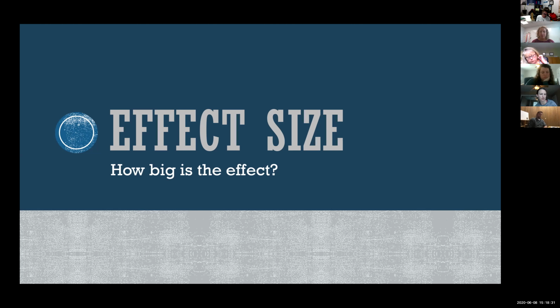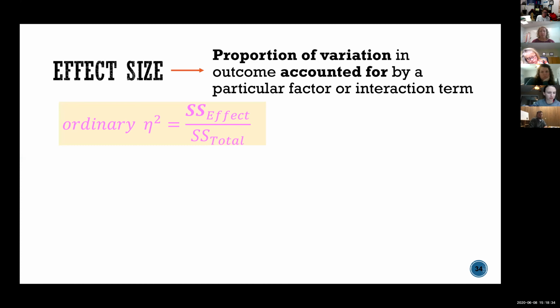So now that we've decided we need an effect size, which effect size do we need? Well, the one we used for one-way ANOVA was an eta squared, called a generalized or an ordinary eta squared. It's the sum of squares for that effect divided by the sum of squares total. So it's the proportion of variance accounted for by a particular factor or interaction. We can have an eta squared for variable 1, an eta squared for variable 2, and an eta squared for the interaction.